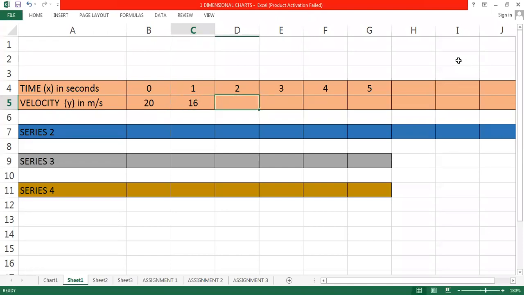The velocity after 1 second will be 16. Because it is not increasing now, it is decreasing. What will be the velocity after 2 seconds? Very good. 12. What will be the velocity after 3 seconds? Very good. 8. After 4 seconds? 4. And after 5 seconds? After 5 seconds, the object will come to rest. So it will be 0.